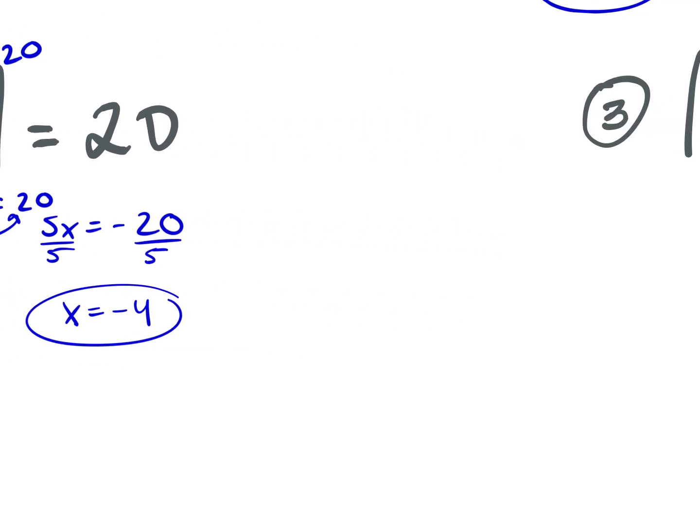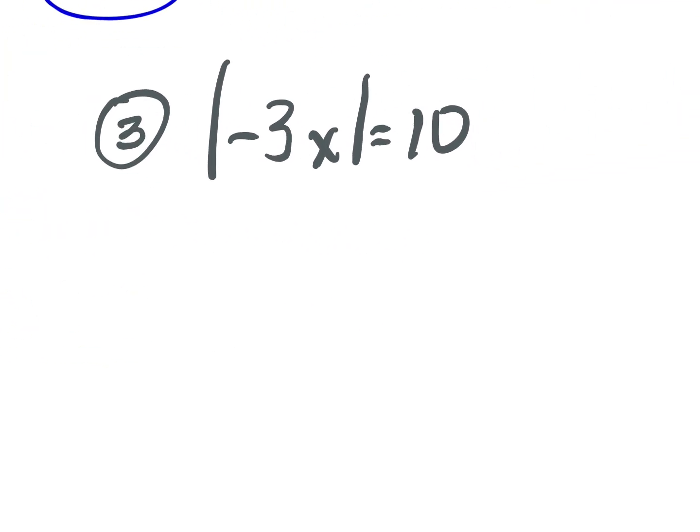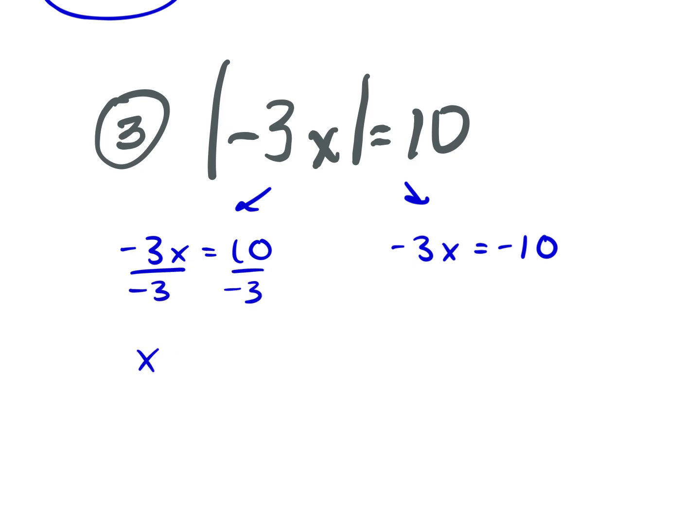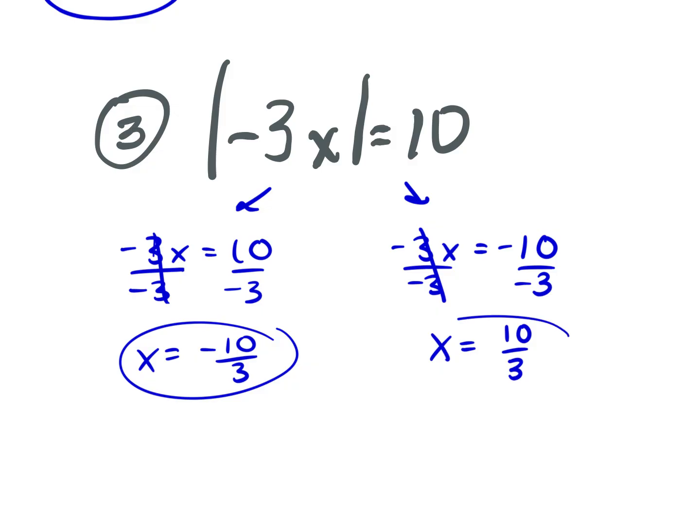Let's do number 3. So the absolute value is all by itself, so we can get rid of the bars and split it into two equations. So -3x equals 10, and -3x equals what? -10. What would we do here to solve? Divide by -3. So x equals -10 over 3, and then divide by -3. x equals positive 10 over 3. A negative divided by a negative would be positive. So these are our two answers.